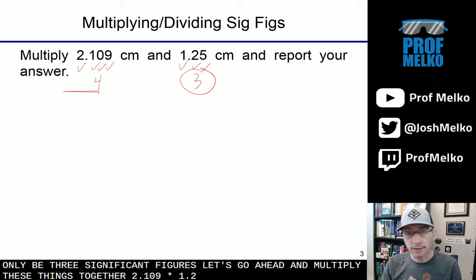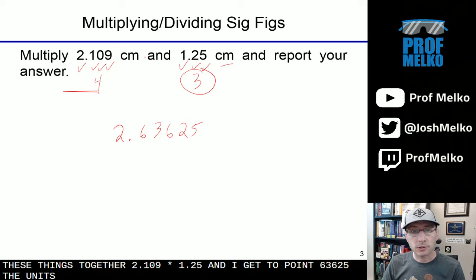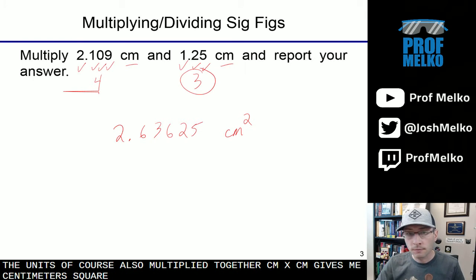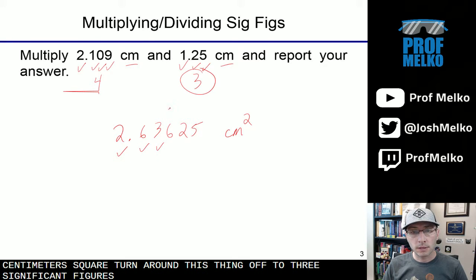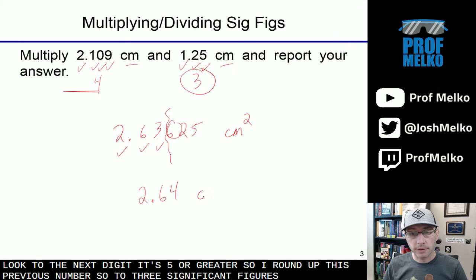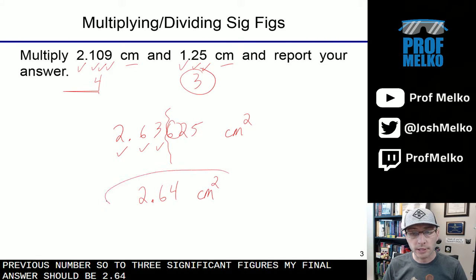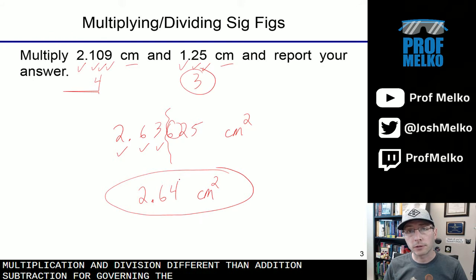2.109 times 1.25, and I get 2.63625. The units, of course, also multiply together. Centimeters times centimeters gives me centimeters squared. Now I round this off to 3 significant figures, meaning I have to round after this 3. I look to the next digit, it's 5 or greater, so I round up the previous number. So to 3 significant figures, my final answer should be 2.64 square centimeters. That's multiplication and division, different from addition and subtraction for governing the significant figures.